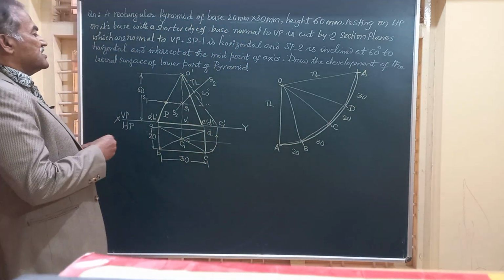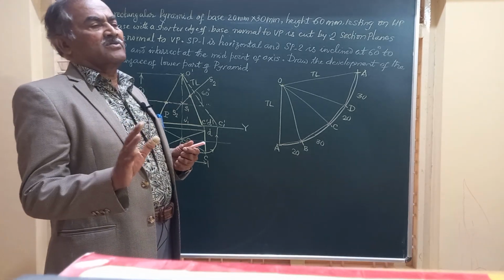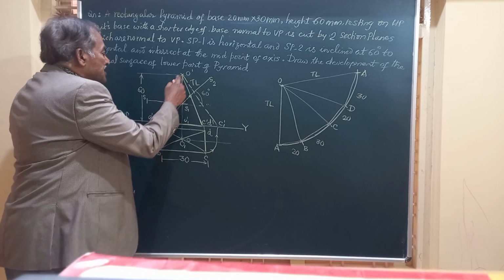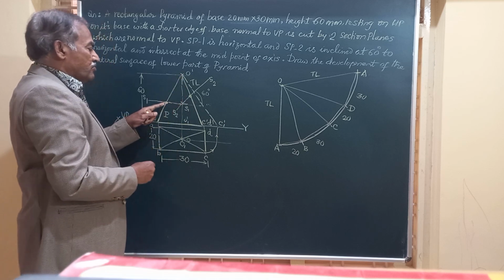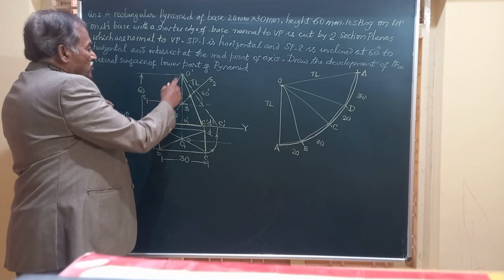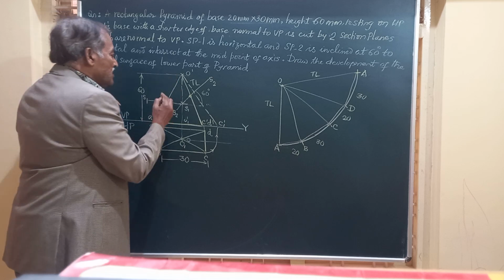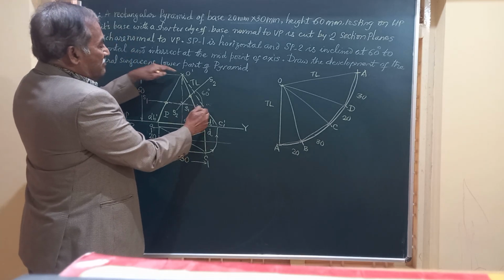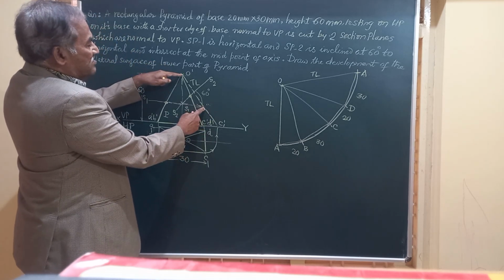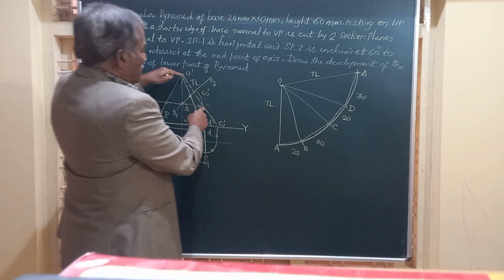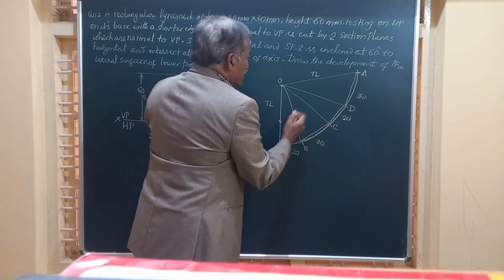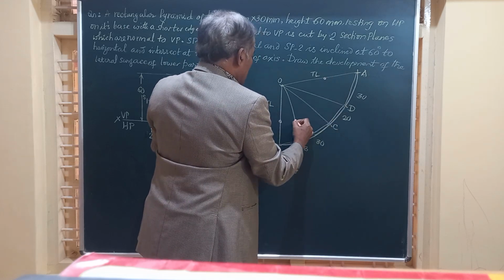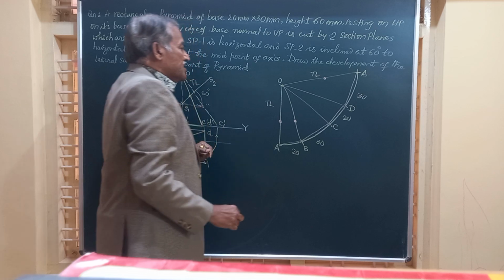Friends, let us consider section plane 1 and see where all it is cutting. Section plane 1, which is horizontal, is cutting OA and OB at this point. O dash A dash and O dash B dash are not true length. Hence, I am going to shift it to the true length line, the last line, and mark this measurement on OA and OB. This is the distance I have marked.